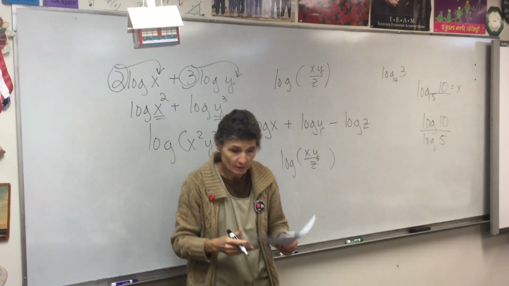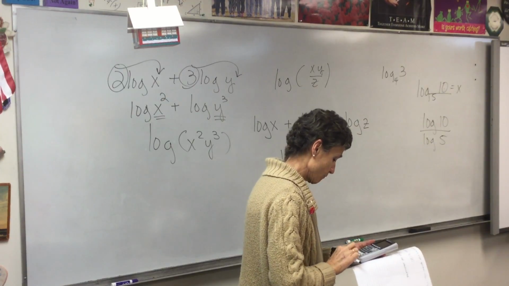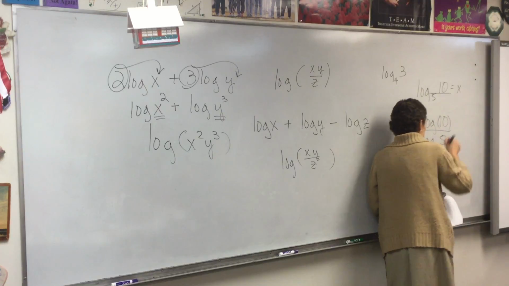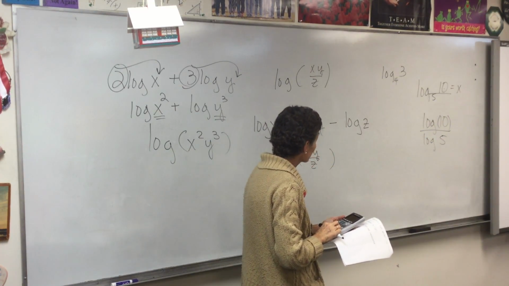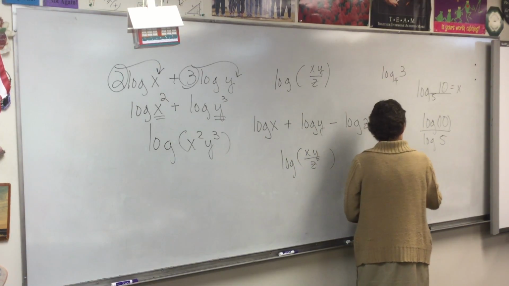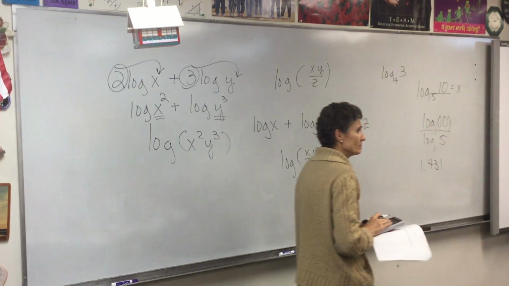So I just go to my calculator and I type that in. Don't forget, a big mistake we often make is we forget to close that. Make sure you close that parenthesis. I got 1.431.